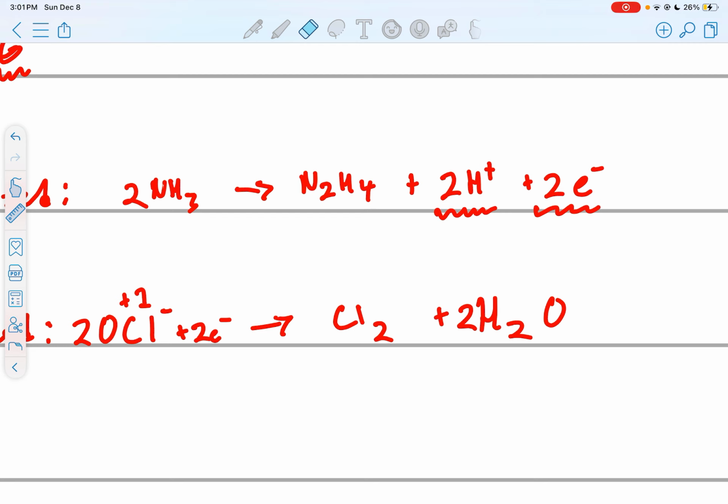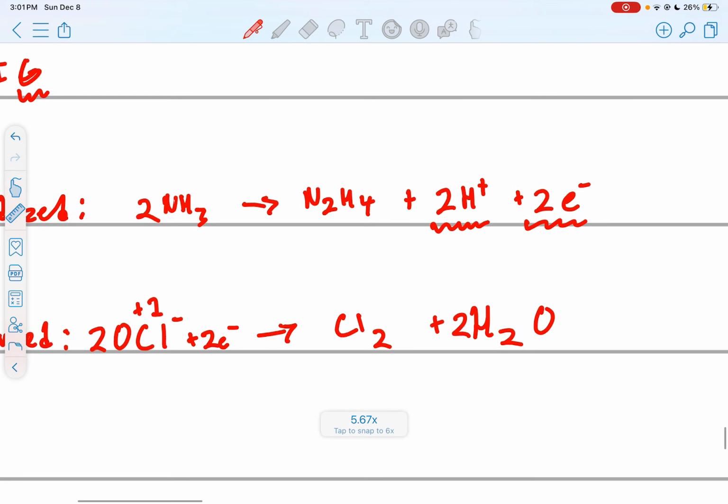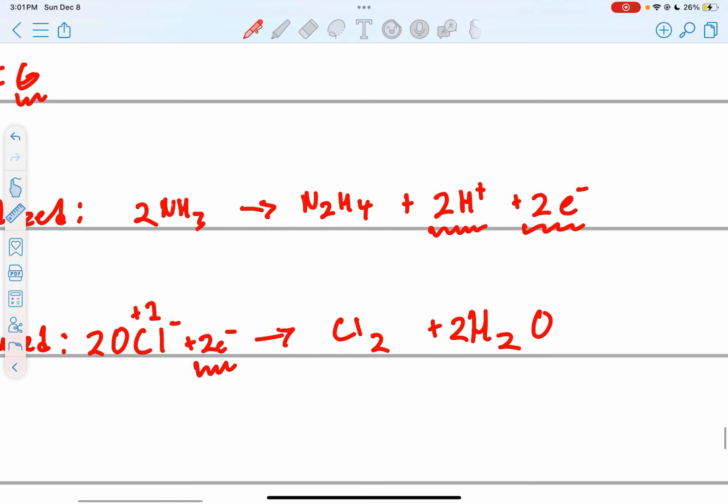So from here, both of our half reactions are balanced. Can we combine them? We have to look to see if the electrons are the same. If this one has 2 electrons, then this one must also have 2 electrons. So these both have 2 electrons, so it's fine.